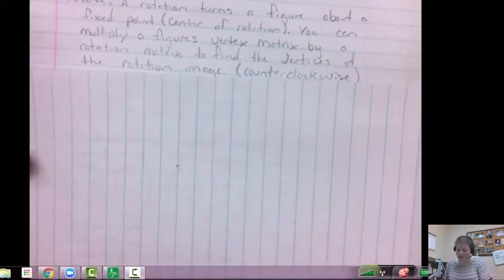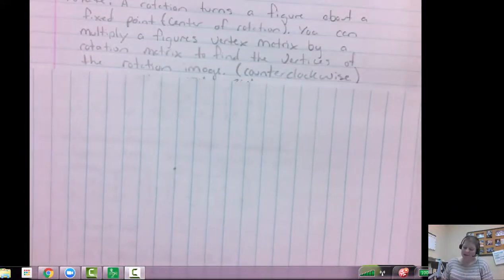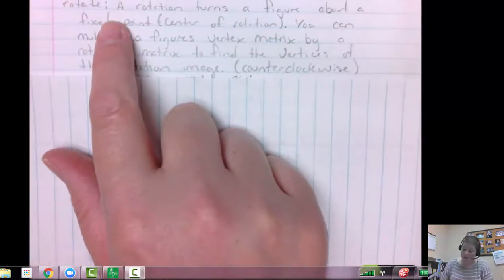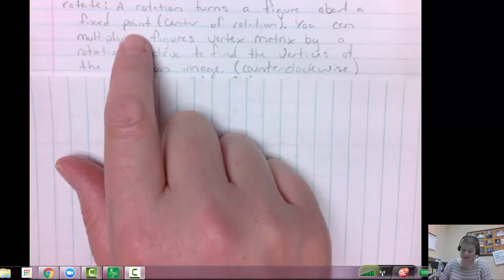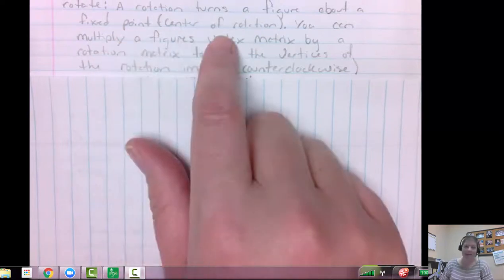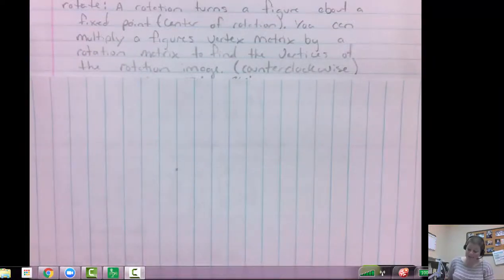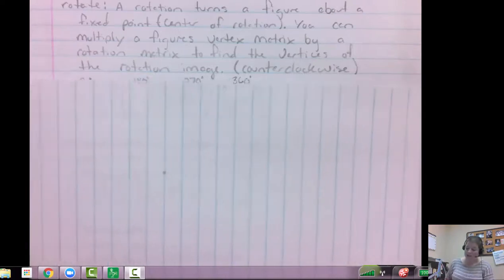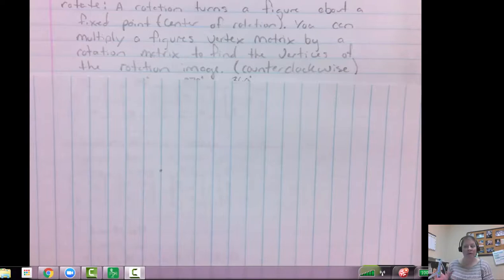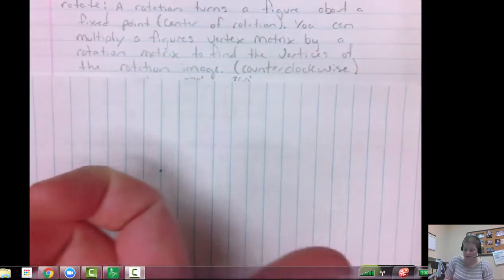So the main rotations that we're looking at, let me read my definition that I wrote out. A rotation turns a figure about a fixed point, and the fixed point is the center of rotation. You can multiply a figure's vertex matrix by a rotation matrix to find the vertices of the rotation image. And we go counterclockwise for this section. So we're going counterclockwise on our rotations.